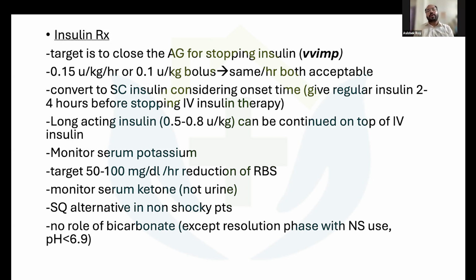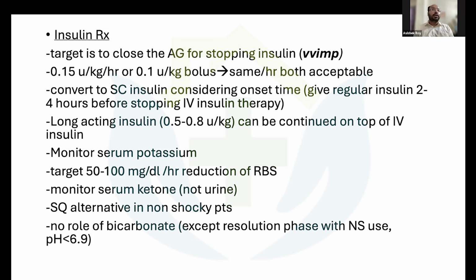But what is the risk of having a more drastic drop of sugar? One complication will be there, I'll be discussing it in a bit. So monitor the serum ketones for your management strategy. Do not go for urine ketones. Once you have diagnosed, just forget about the urine ketones.